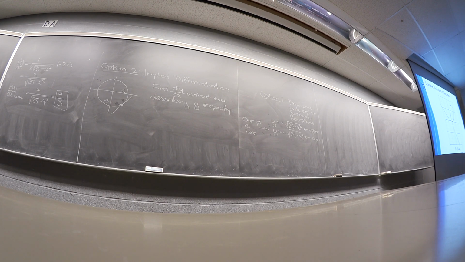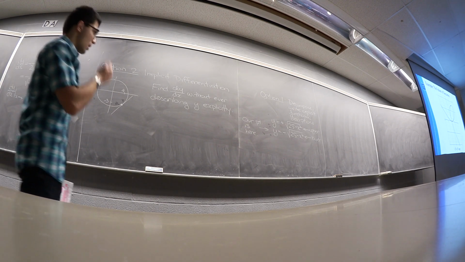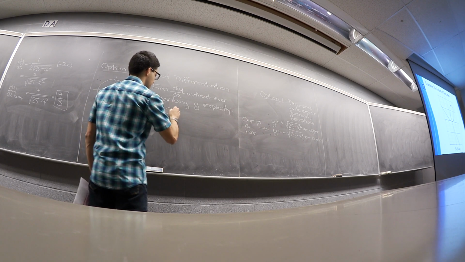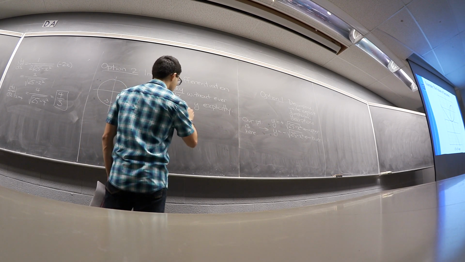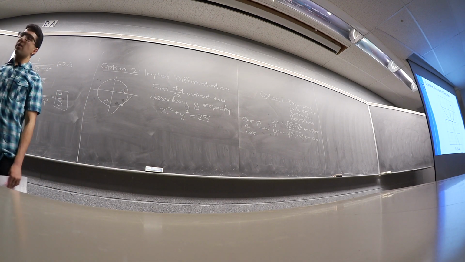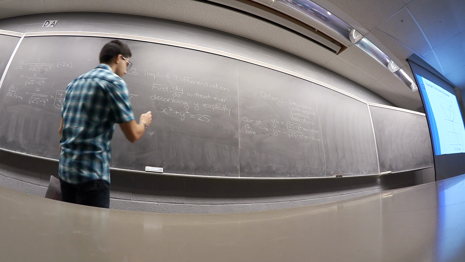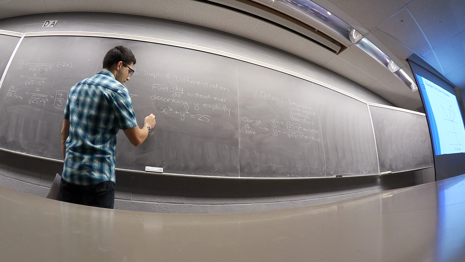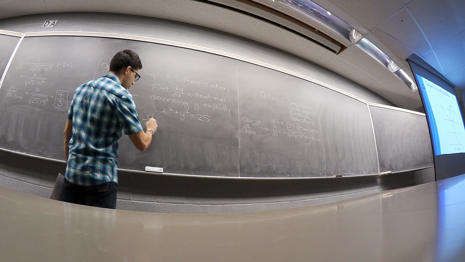Okay? All right. Very simple. Brilliantly, we've also erased the equation. So x squared plus y squared is 25. Step 1, differentiate both sides with respect to x. Okay. Derivative with respect to x.